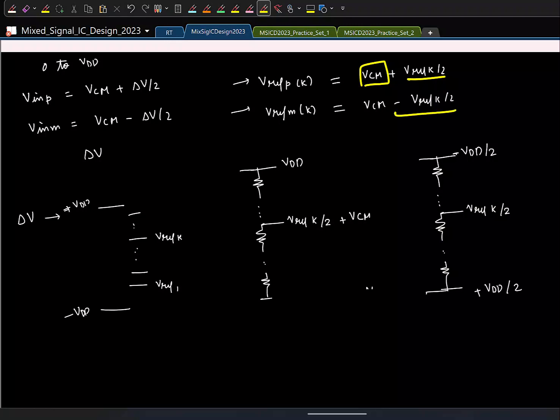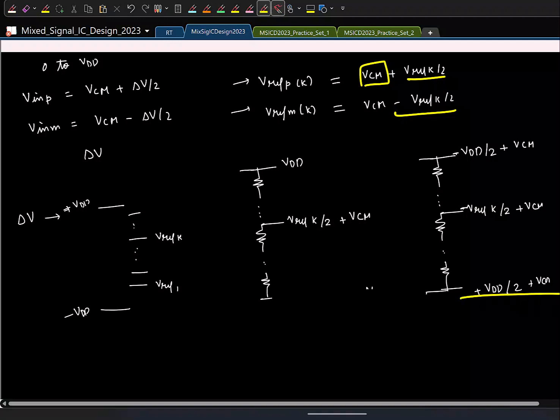I have to add VCM to this, so I'll go and add everything. This is minus. So what happens? This guy is now VDD. This is 0.